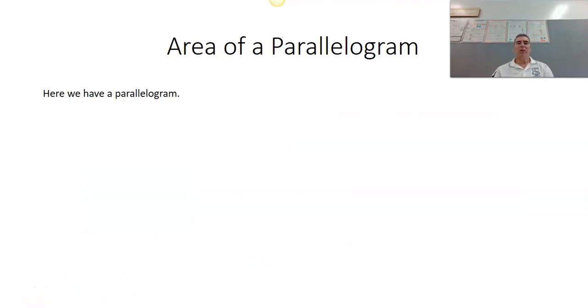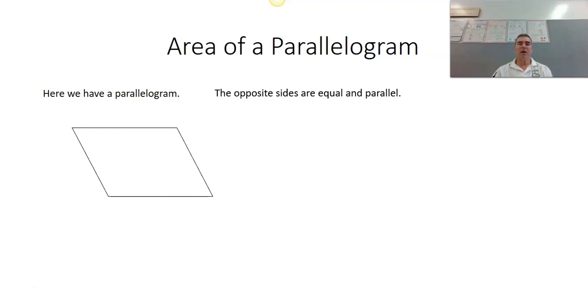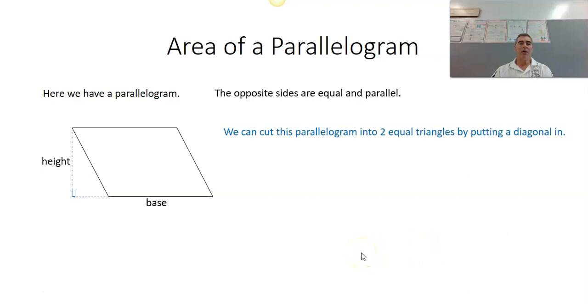So let's have a look at how we find the area of a parallelogram. So here we have a parallelogram. Now remember, by definition, a parallelogram has opposite sides that are equal and parallel, so this side is the same as this one, and this side here is the same length as that side. In a parallelogram, we have what we call a base and a height. Now sometimes that height is inside the parallelogram rather than on the outside, but it doesn't matter.